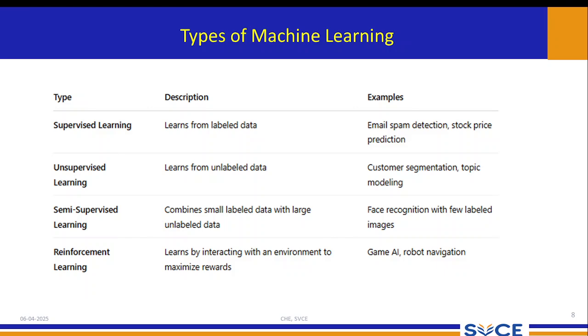The people who don't have face recognition pictures earlier, obviously it's very difficult to identify them in a common place when they walk. So for face recognition with a few labeled images, semi-supervised learning combines small labeled data with large unlabeled data.